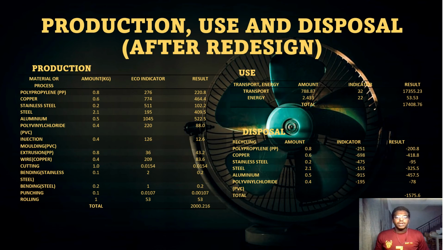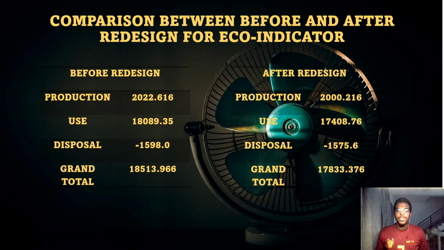As now you can see the production, use, and disposal for after redesign. The production value has now decreased to 2000.216, and the use has decreased because of the weight decrease, which is now at 17,408.76, and the disposal value also has a slight increase at negative 1575.6. As you can see now the comparison before and after redesign for eco indicator value.